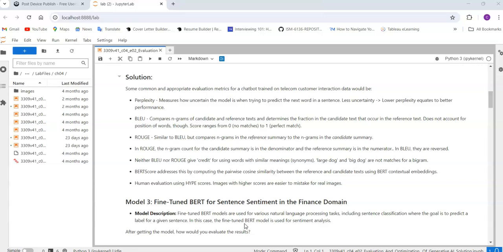The next one is the BLEU score. For the BLEU score, you generally use probability. You consider the n-gram model and determine how similar the particular text is to the reference text which we have provided.